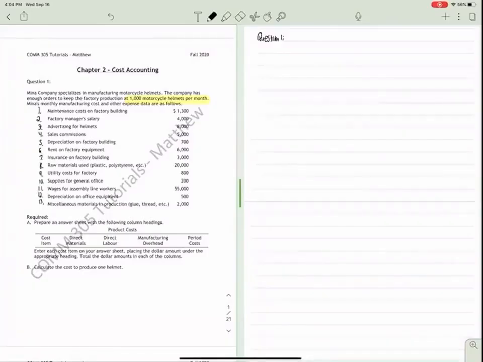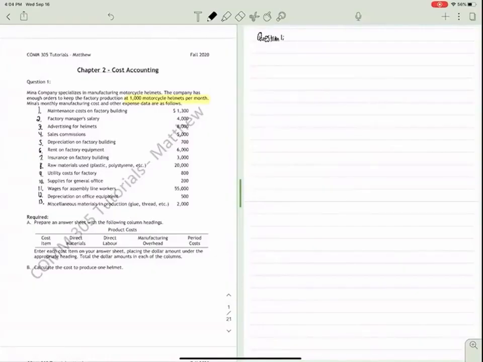All right, now everyone, let's read required. Prepare an answer sheet with the following column headings: cost item, direct materials, direct labor, manufacturing overhead, period costs. In each cost item on your answer sheet, place the dollar amount under the appropriate heading. Okay, so this is what we're going to do, guys.